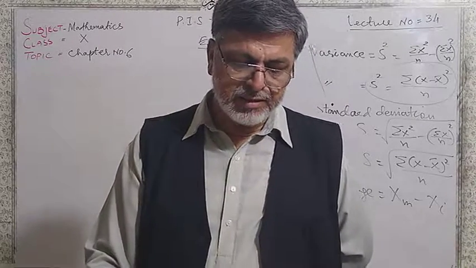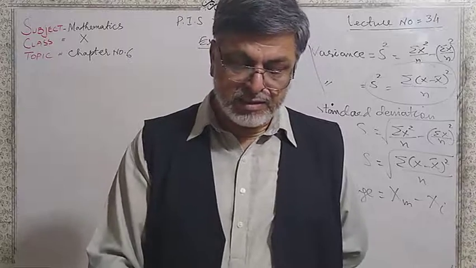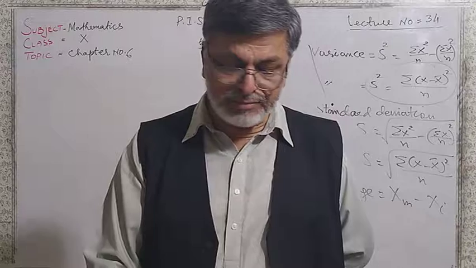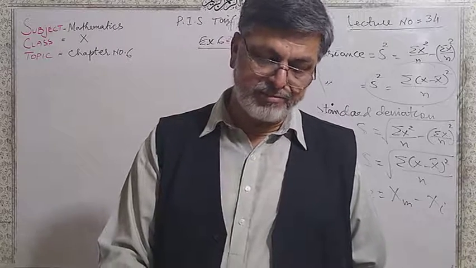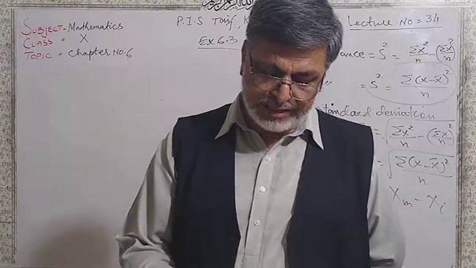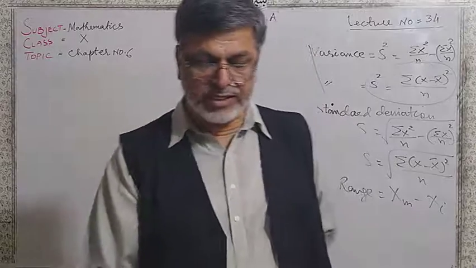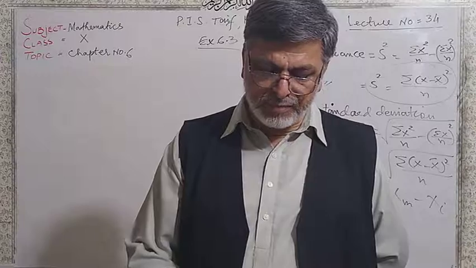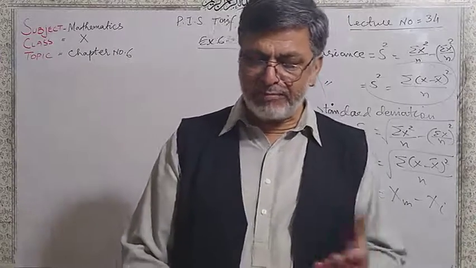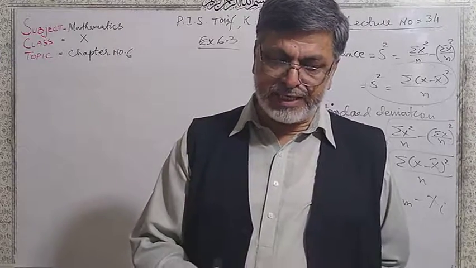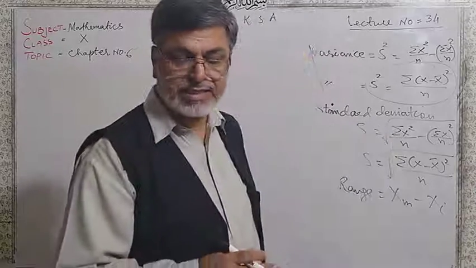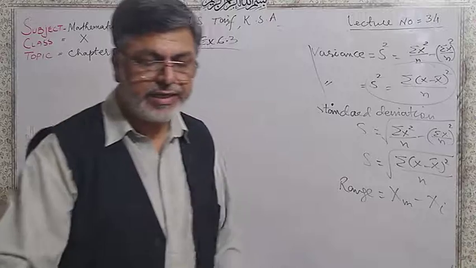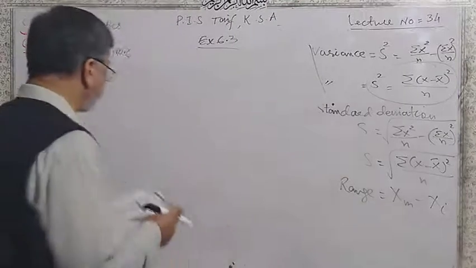After that, question number 6. The lengths of 32 items are given below. Find the mean length and standard deviation. Dear students, here in this case you can see that we are given grouped data. In case of grouped data, we will find the mean value, and after that the same method to find the standard deviation. So here is question number 6.